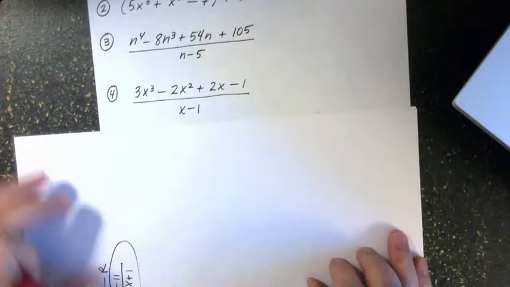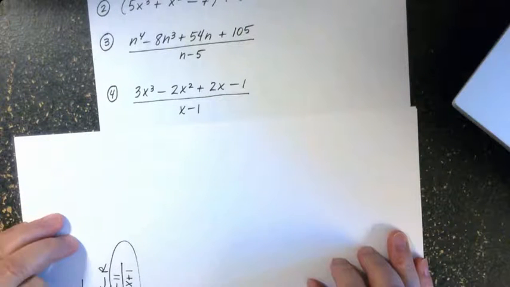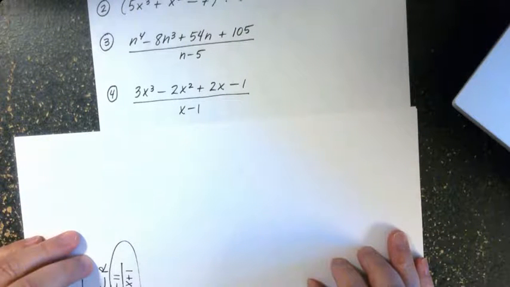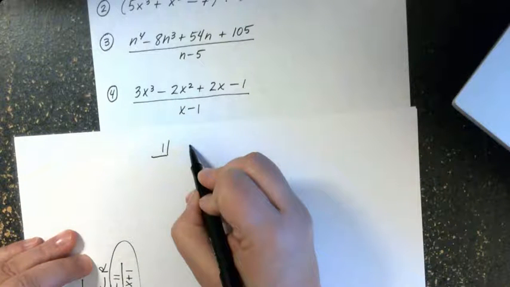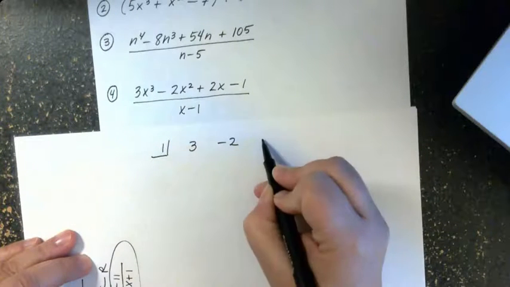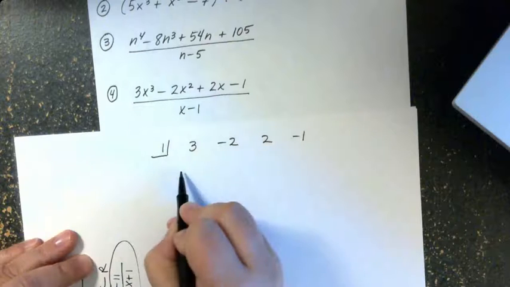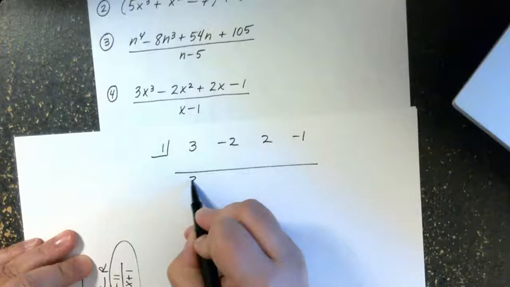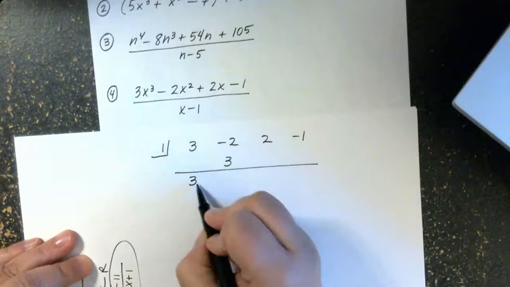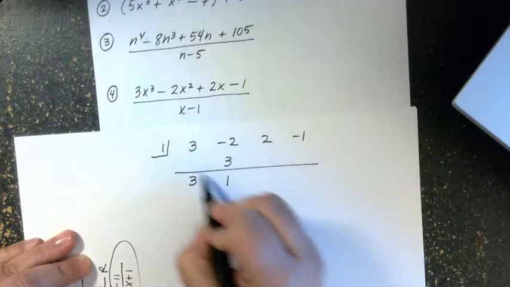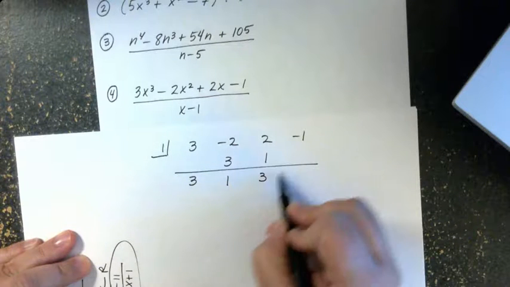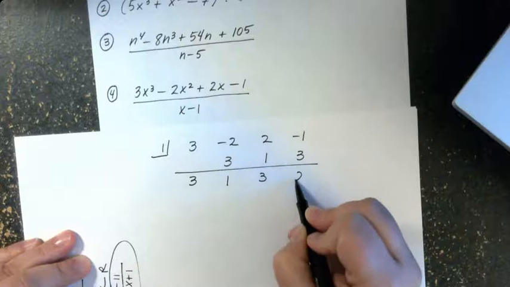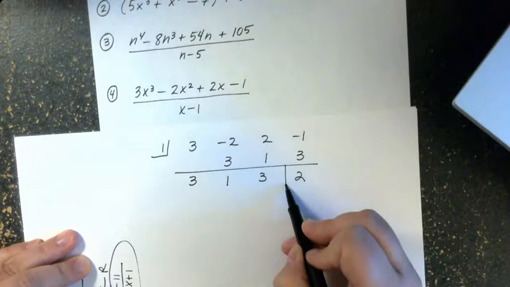Last one. Not too late to pause and try it yourself if you feel more confident now than you did earlier. Here we go. 3, negative 2, 2, negative 1. 3 comes down. Add. Add. Add. And this is my remainder.